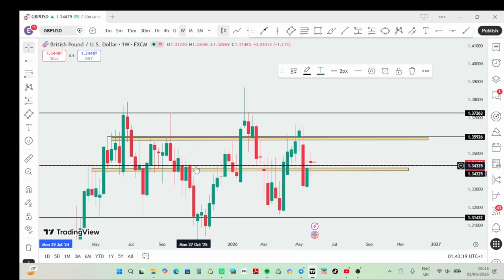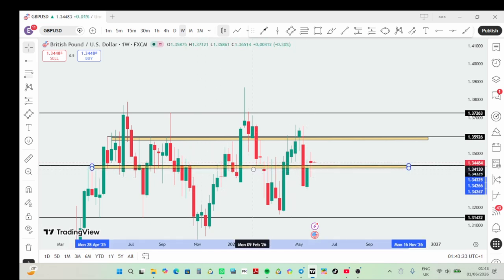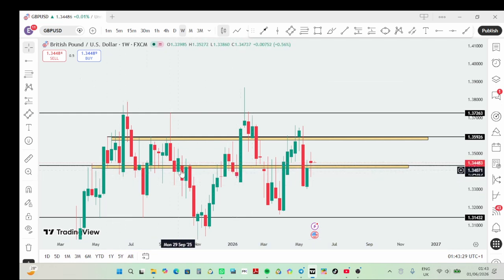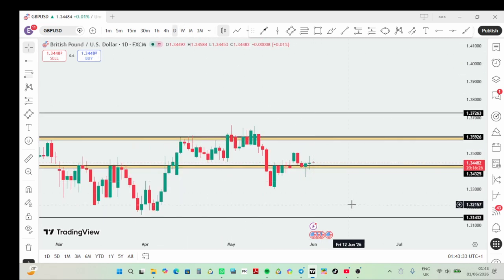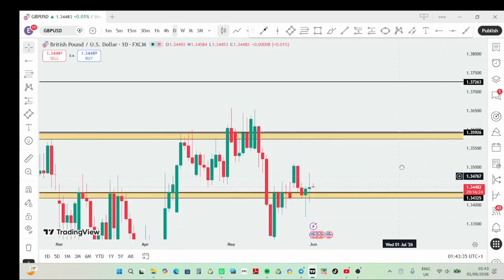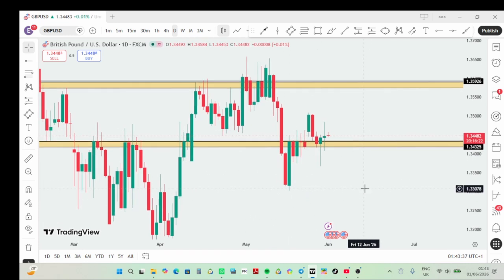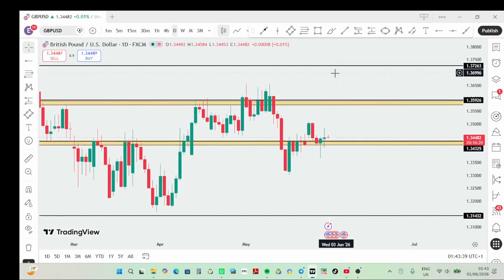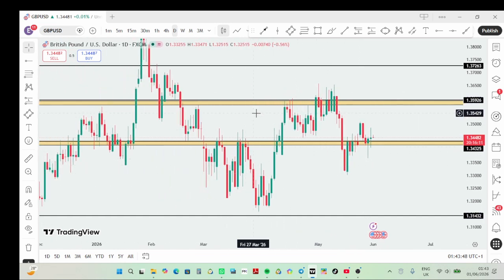Why? Because there is a rejection here, rejection here, rejection. That's a strong support level here at this point. Yes, I will prefer the market to be here. So let's check it on daily. Yes. So on daily, as I've said, this is a rejection level, or weekly rejection.